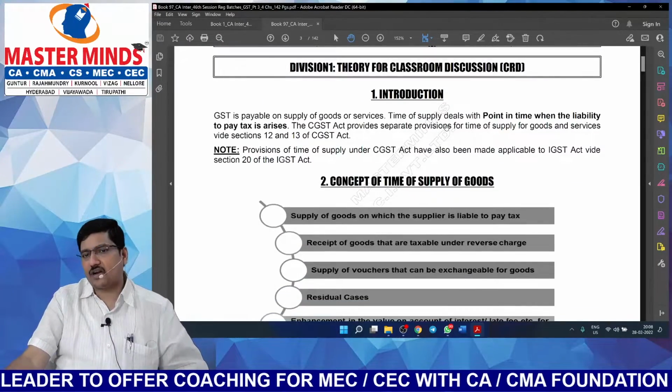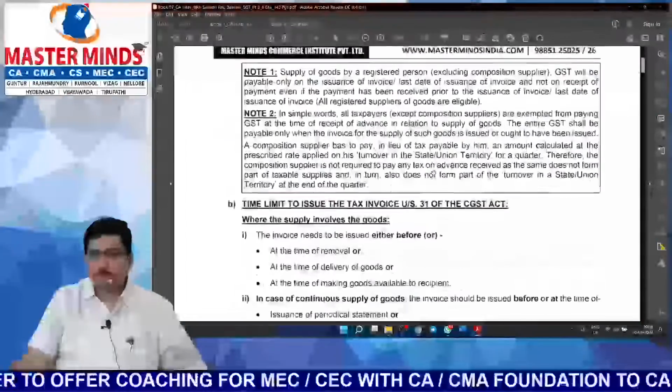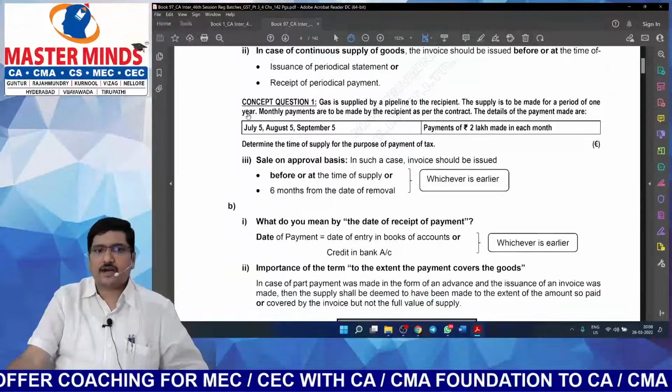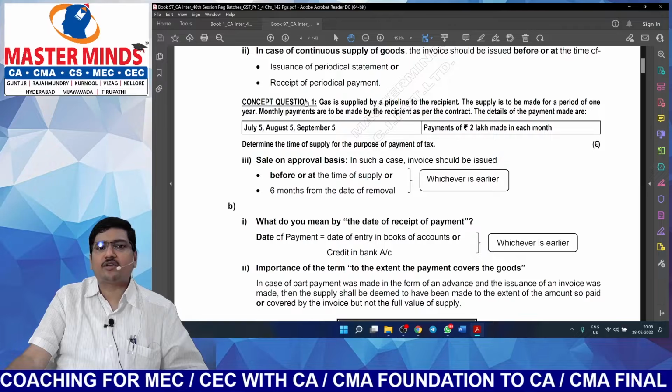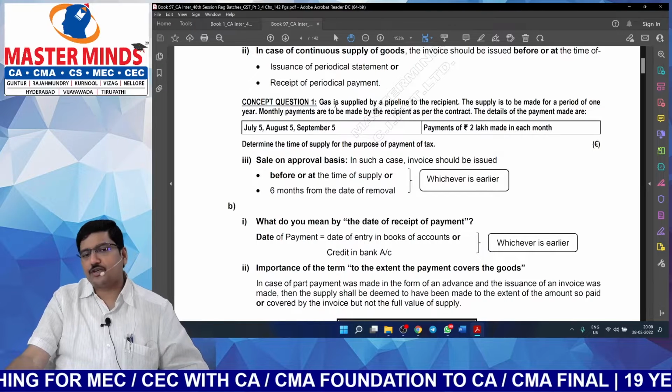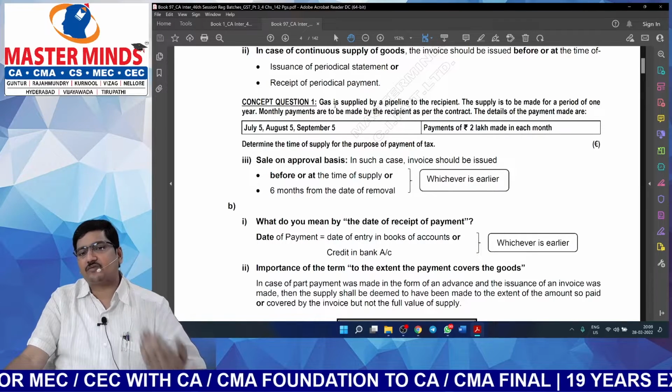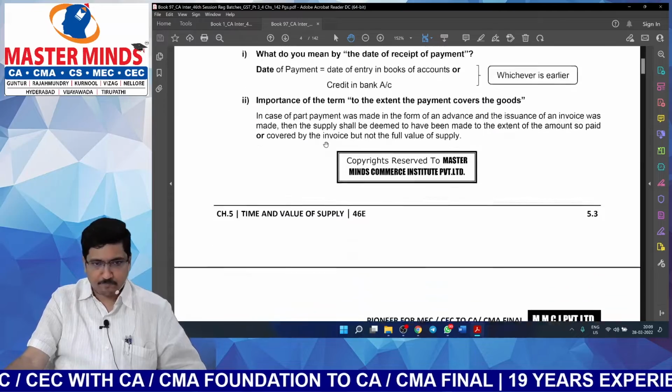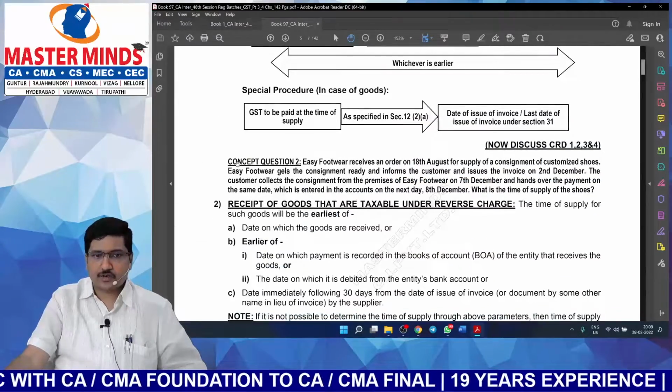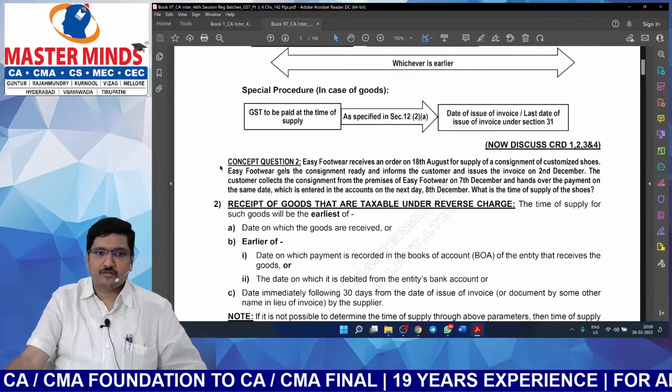Now, this is theory for classroom discussion. And after every concept, we have given some concept questions to check whether you understood the concept clearly or not. Here you can see concept question number 2.